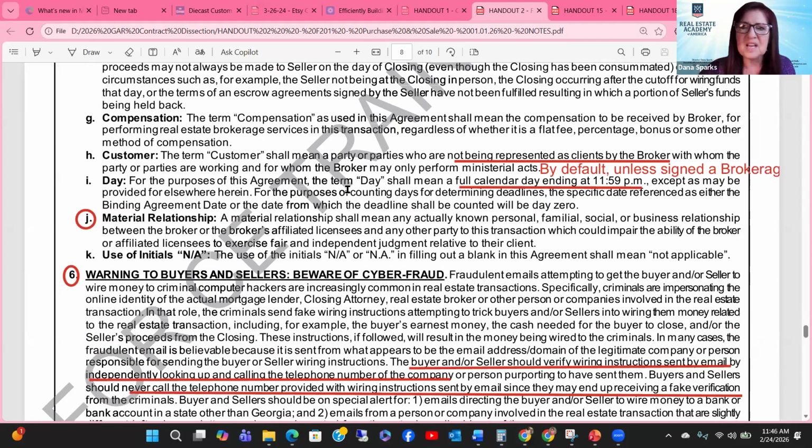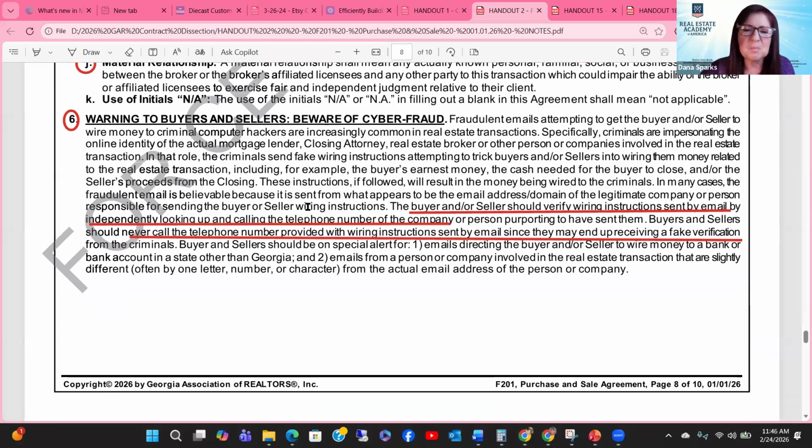Definitions of customer and compensation. As I mentioned earlier, by default, the public people with whom you work are customers, unless they have signed a brokerage agreement, which makes them clients. Here, you guys repeatedly hear me say a deadline goes to 11:59 p.m. Why do I say that? Don't trust me. You guys look for the evidence. Here is the evidence. It is defined in the contract. Here's what a day is: a full calendar day ending at 11:59 p.m., except as provided for elsewhere. Here's what a material relationship is.